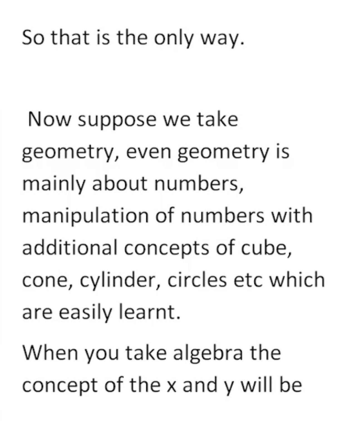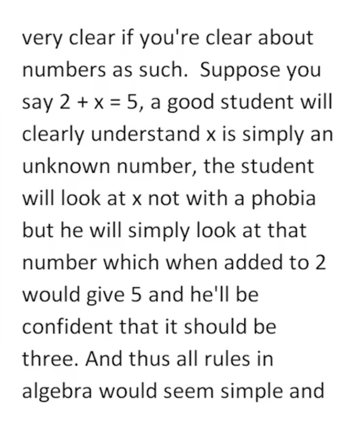When you take algebra, the concept of x and y will be very clear if you are clear about numbers as such. Suppose you say 2 plus x is equal to 5. You have 2, you add a number and you get 5. Even a villager who doesn't know higher mathematics or algebra will tell you add 3 only. What is so great about it? A great renowned philosopher said the easiest, most elementary subject in the world is mathematics, because it's just numbers. He said there is no subject in mathematics. It is only 1 to 9. So 2 plus x, 2 plus 3 is equal to 5, obviously.